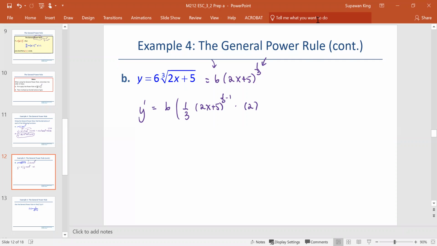As you consider, the inner function here is g(x). So this is g prime of x. And same as we consider y as f of g(x), so y prime is the derivative of f multiplied by the derivative of g.